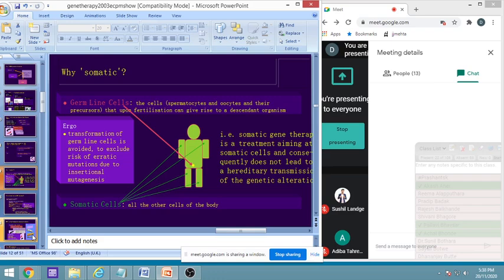Transformation of germ cells is avoided to exclude the risk of erratic mutations due to insertional mutagenesis, and therefore we do not prefer the germ cell line, because they are programmed for differentiation. As we discussed earlier, from sperm and from oocyte the zygote is formed, which is the first diploid cell, a single cell, and from that single cell we get trillions of cells. Many of them have different functions, acquired with time, all because of differentiation. This differentiation is greater in the germ cell line, and since they keep changing, they are less preferred.